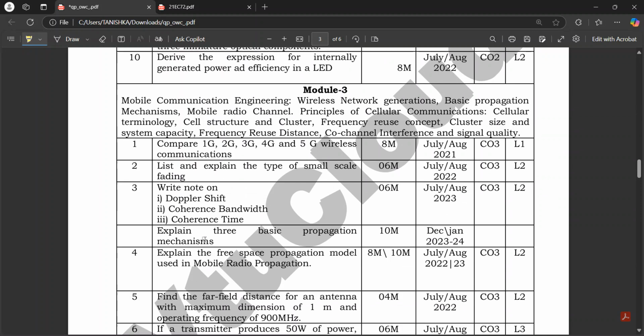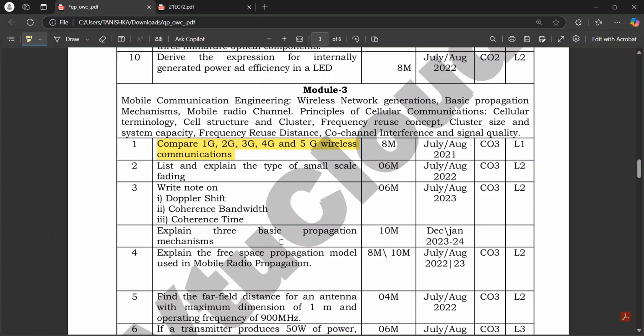Then module 3, compare 1G, 2G, 3G, 4G, and 5G wireless communications. This is the important question. And you can explain the types of small scale fading, Doppler shift. Write a short note on Doppler shift, coherence bandwidth, coherence time.